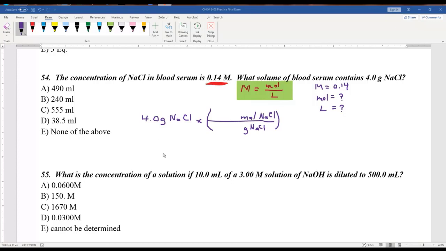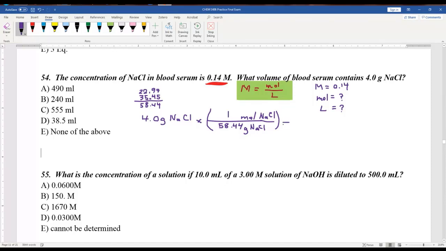Atomic mass, or the periodic table, basically. So sodium has a mass of about 22.99, and chlorine has a mass of 35.45. And why do I know that? Because I am nerdy and have half the periodic table memorized. But if you don't, fortunately, you'll be given a periodic table. This would be 58.44. And so 58.44 grams is equal to 1 mole of NaCl.